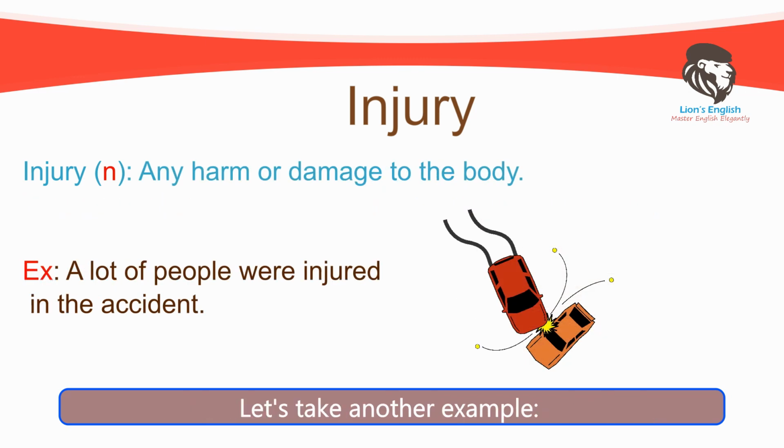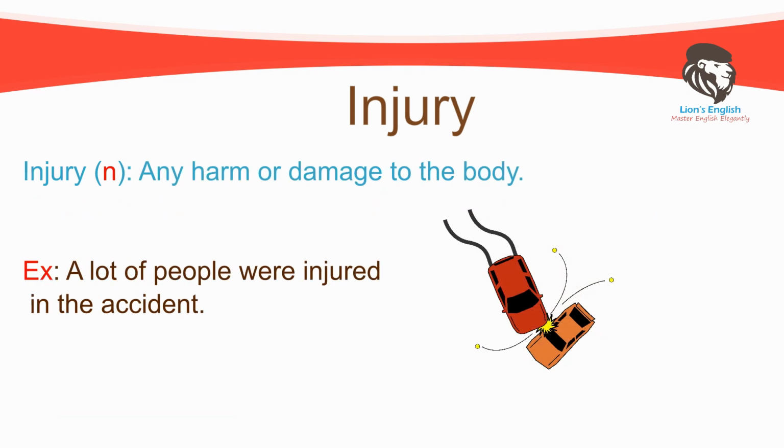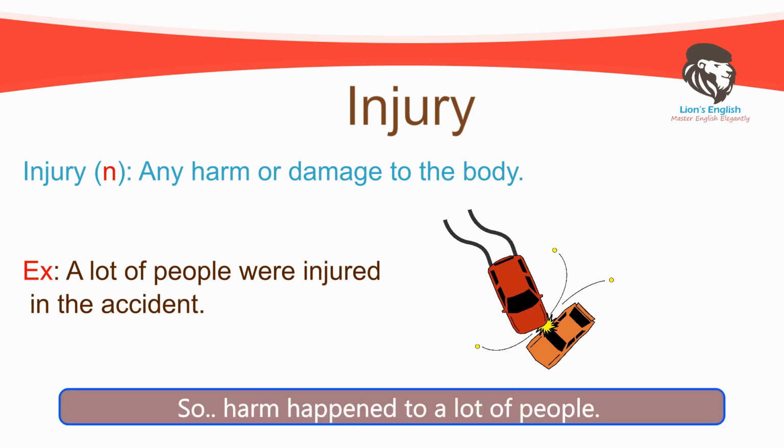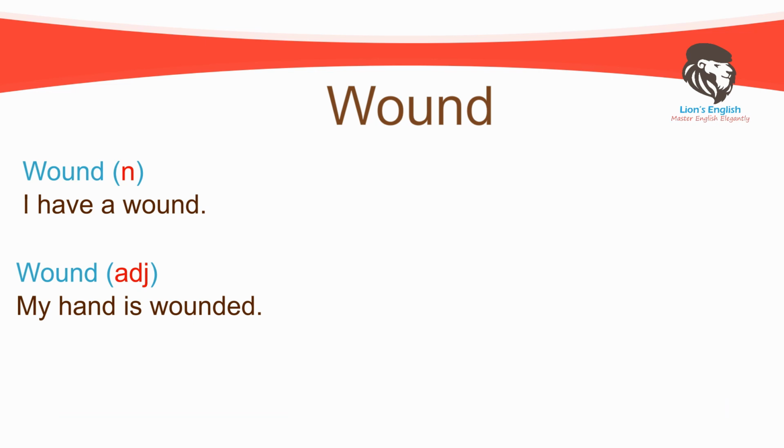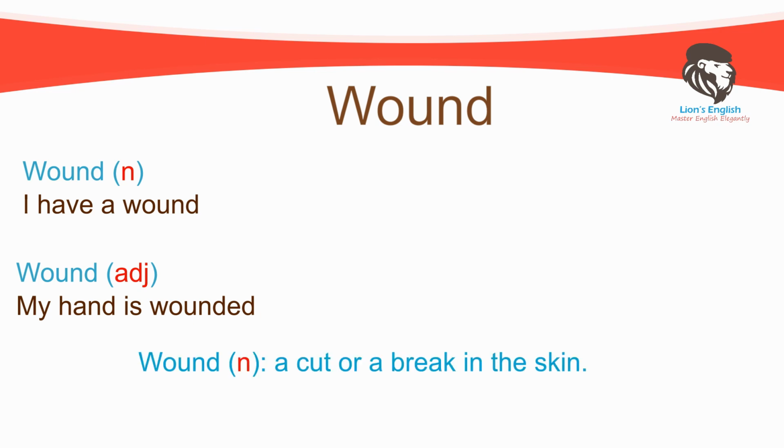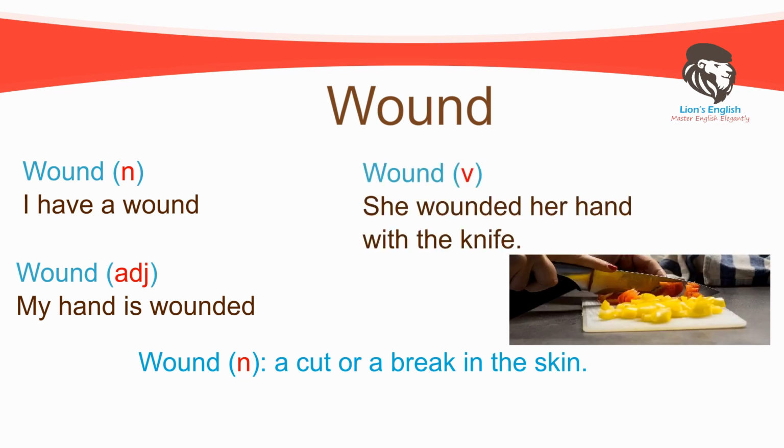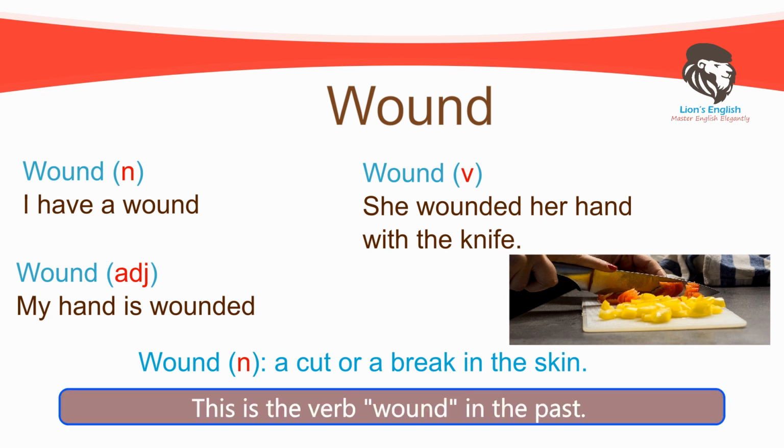Let's take another example. A lot of people were injured in the accident, so harm happened to a lot of people. Well, I can also say, I have a wound. This is the noun. My hand is wounded, so here I use the adjective. So a wound is a cut or a break in the skin. The noun is wound and the adjective is wounded, and the verb is also wound. For example, she wounded her hand with the knife. This is the verb wound in the past.